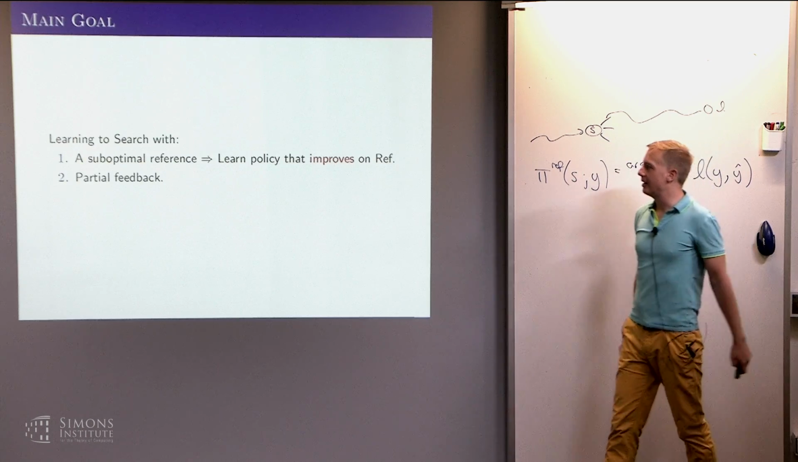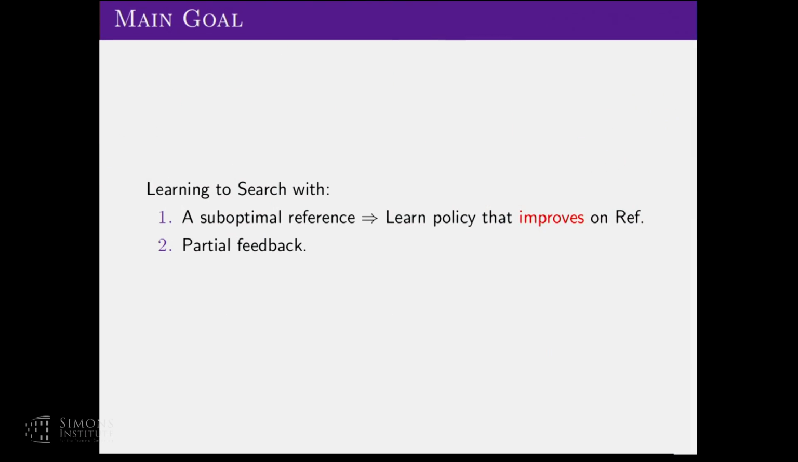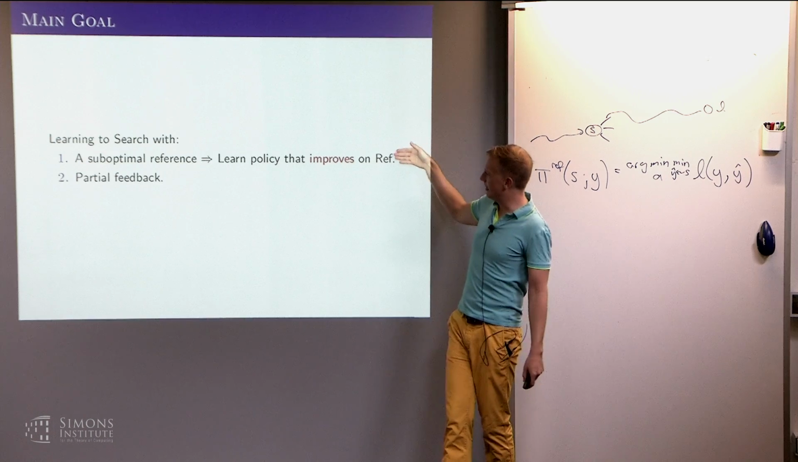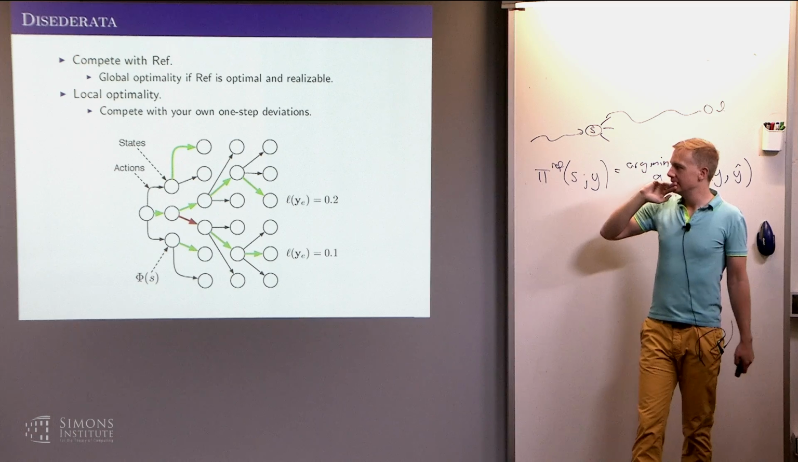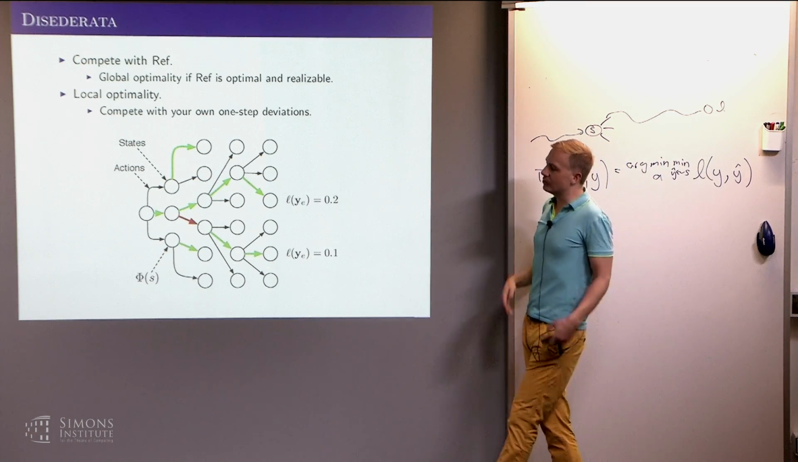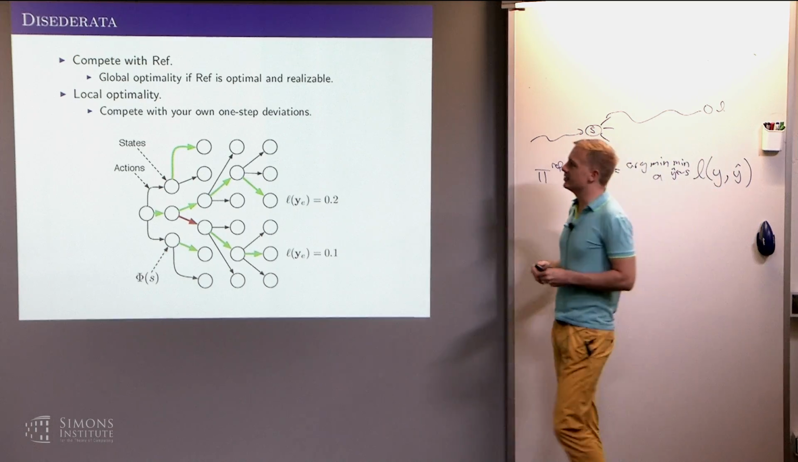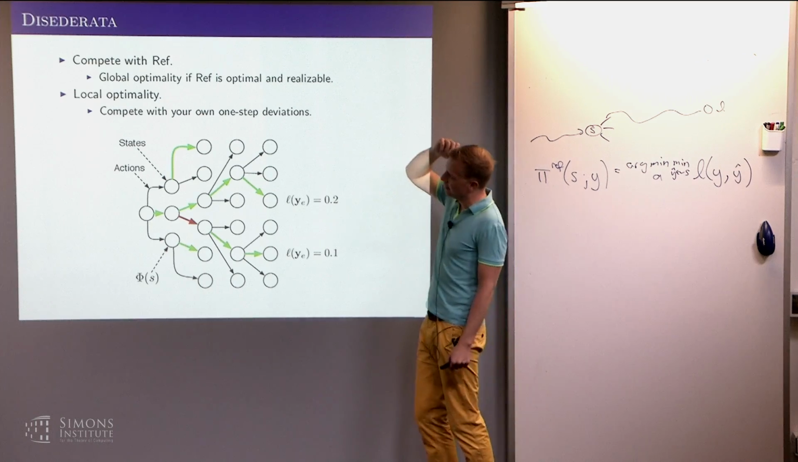Okay, so there are two things we need to do. We need to be able to learn a policy that improves on ref, and then we need to be able to do this under partial feedback. So I'm going to spend most of the remaining 5 minutes talking about this first one, and then I'll just hand wave on the second one. Okay, so one question is, what do I want to do? Trying to figure this out is kind of tricky.